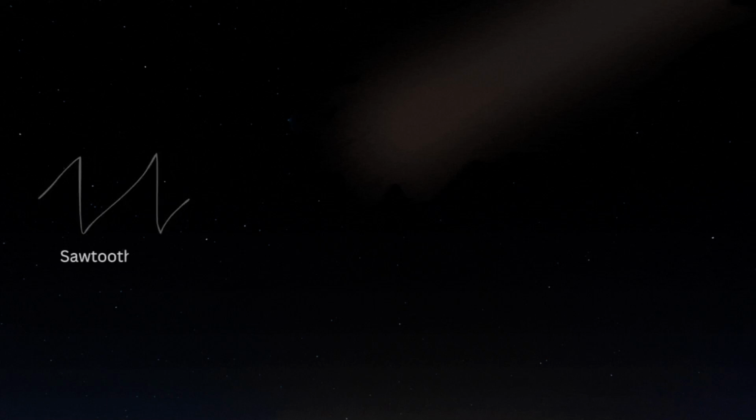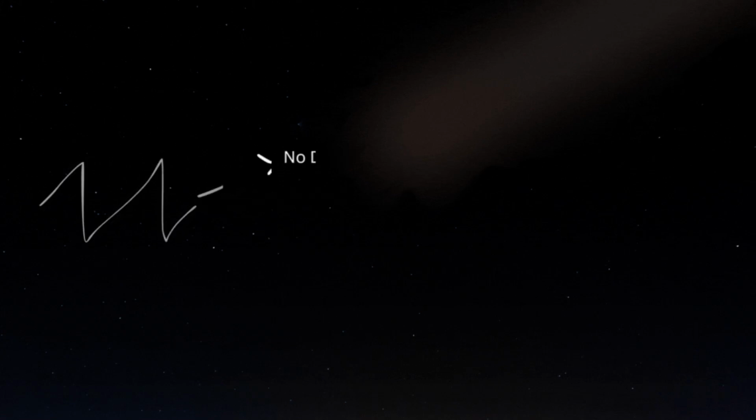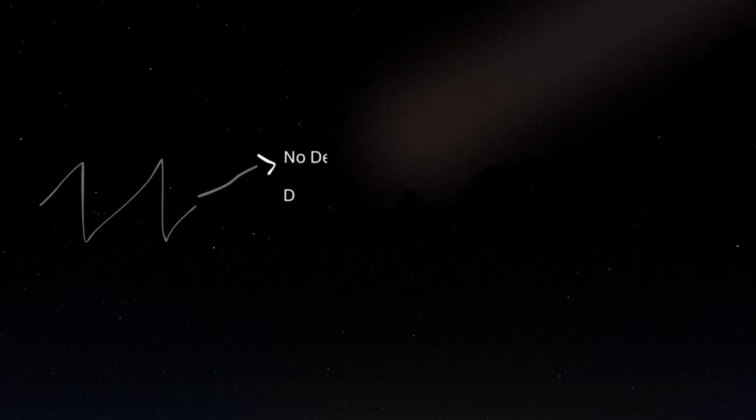Let's first walk through a block diagram of what we want to build in Ableton. So we're going to start with a sawtooth waveform, or really any input, and then we are going to have 3 duplicate copies of this sawtooth. The first channel will have no delay, it's our dry channel. The second channel will have 1 sample of delay, and the third channel will have 2 samples of delay.